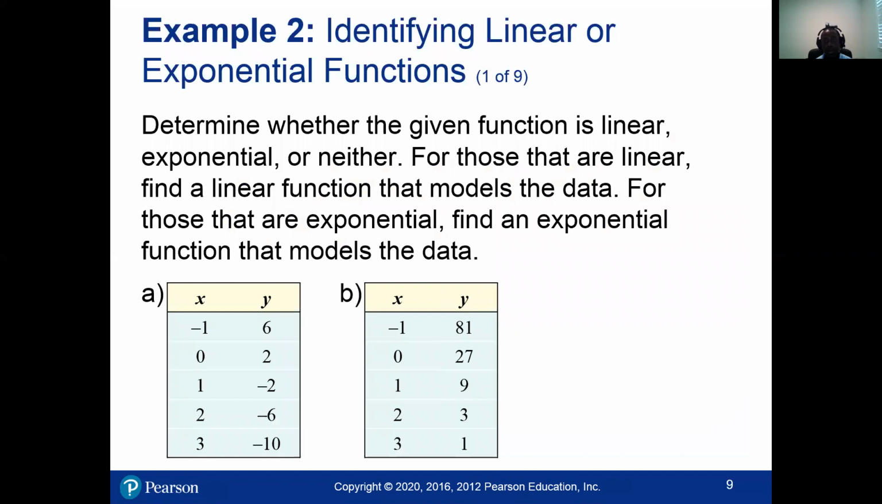All right, so let's take an example. This is exercise number 2. We are given a table, A and B. We want to determine whether the function that models this output is linear, exponential, or neither. For those that are linear, we'll find a linear function that models it, and the same for exponential ones. So how do we determine whether it is linear, exponential, or neither?